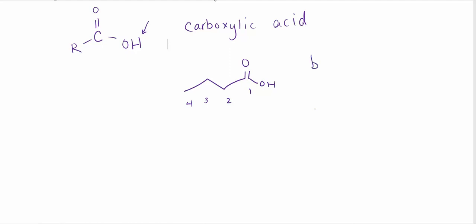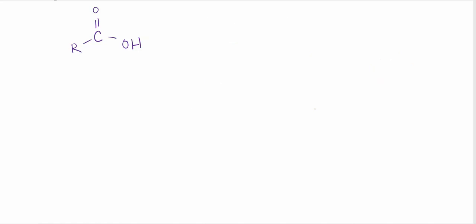So here we have 4 carbons, so this would be butane. But because it's not butane, we have that functional group, we remove that E, and we're going to add the ending oic acid. So oic acid is the ending for carboxylic acid. So this molecule would be called butanoic acid.